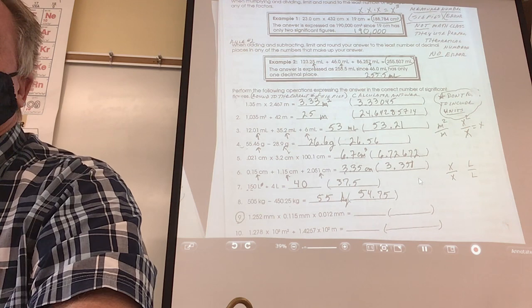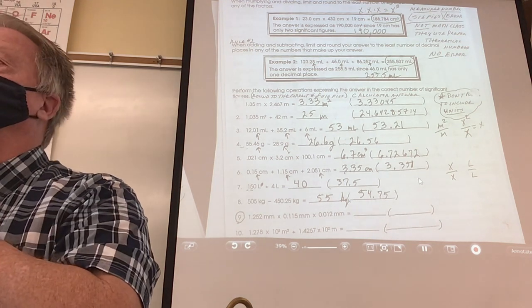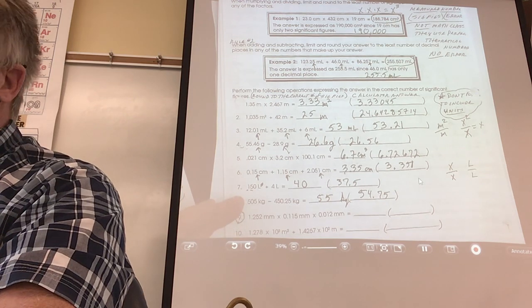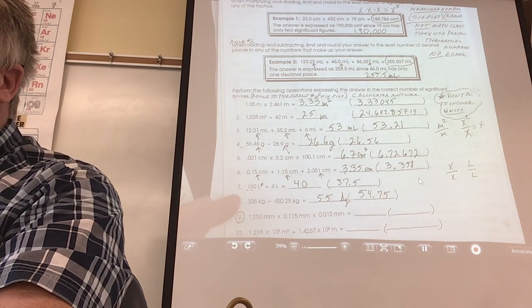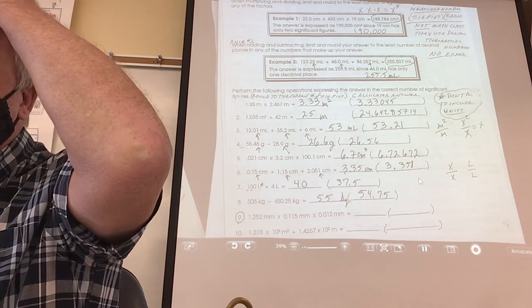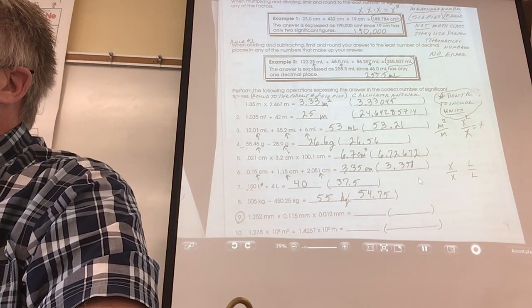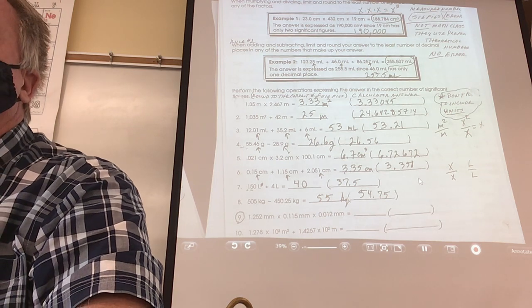Be honest. How many of you got that right? Okay. So if you missed it, it might have been because you weren't sure about the rule, or you weren't sure what's the least number of decimal places. Let's do number 9. Everybody do number 9 with the calculator, and then see if you can round it to the right number. It's like a mini quiz. It doesn't count.